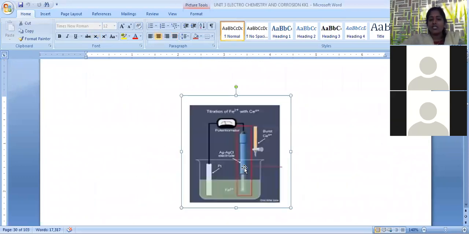So this is the instrumental setup for this redox titration. We are taking ferrous ion solution in this beaker, and two electrodes were taken. One electrode is a pure platinum electrode. The second is a standard calomel electrode, and both are connected to the potentiometer. The burette is filled with any oxidizing agent. Here they are taking cerium. We may take potassium dichromate, potassium permanganate, or ceric ammonium sulfate. Any one oxidizing agent can be taken. Ferrous is now converted into ferric ion by this redox reaction.